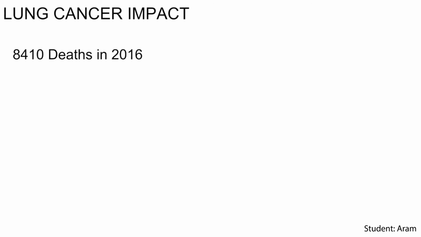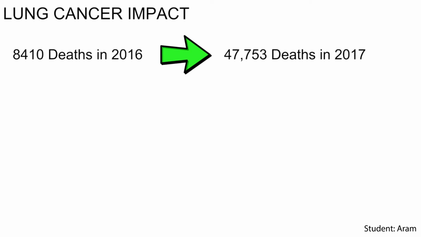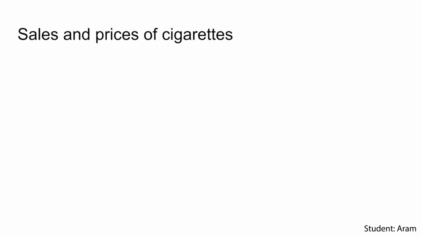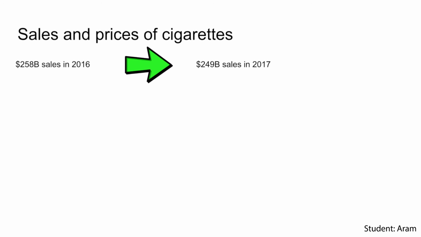Furthermore, in 2017, 47,753 Australians died from lung cancer. This growing rate is alarming and further expresses the need for these scare campaigns. Despite the alarming rate of increased lung cancer deaths, these campaigns have had a positive impact on cigarette sales, as they decreased. According to CDC.gov, 258 billion cigarette units were sold in 2016, whereas in 2017 only 249 billion units were sold, thus showing a 3.5% decrease.